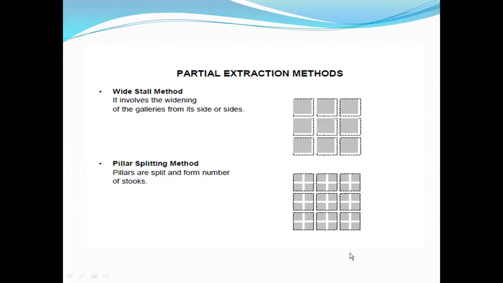Next, pillar splitting method. These are the pillars, right? You can split them. These portions you are leaving intact to avoid the subsidence. This way, you are partially extracting a certain percentage of the coal. That's why it is called the pillar splitting method. So pillars are split and form a number of stooks. Am I right? Yes, this is what it is.